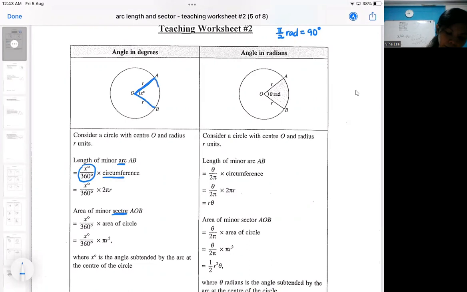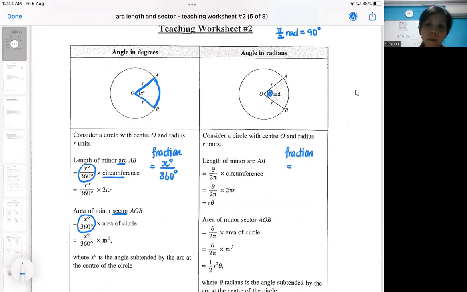So we use it as a fraction of a circle. That's why it's pi r squared. But we got the same fraction. So in the degree mode, our fraction is based on x degree over 360. So now that we are converting to radian, our angle is in radian right now. So the fraction that we are dealing with cannot be theta over 360. They must match the angle, they must match the unit.